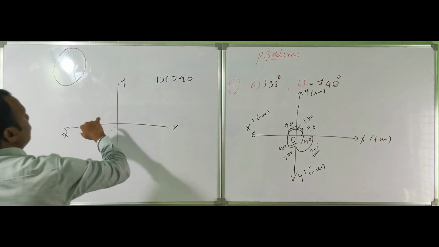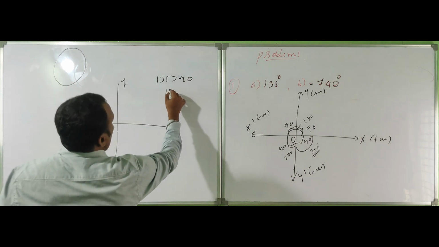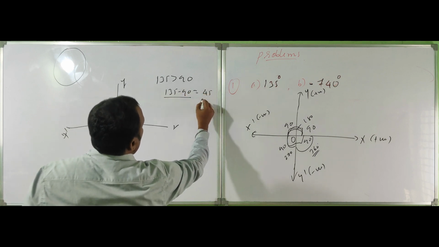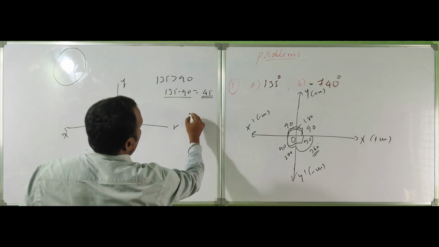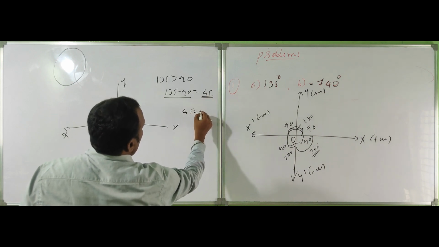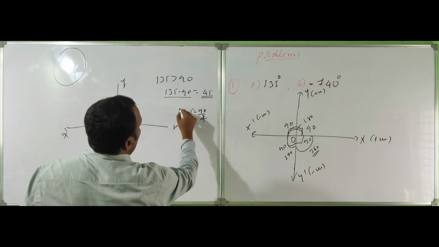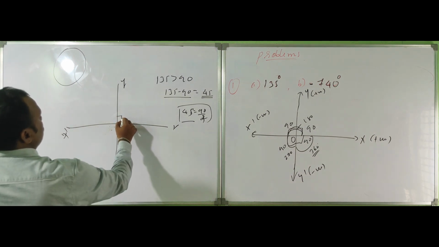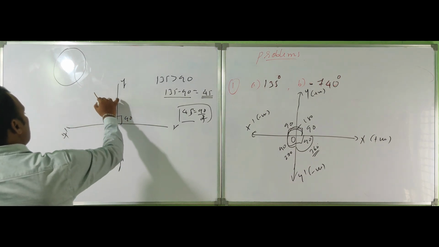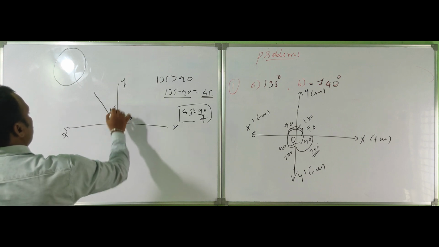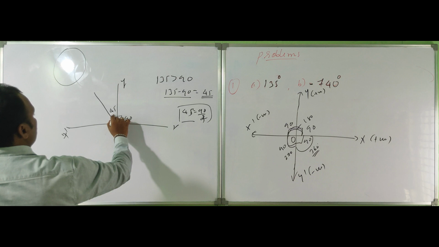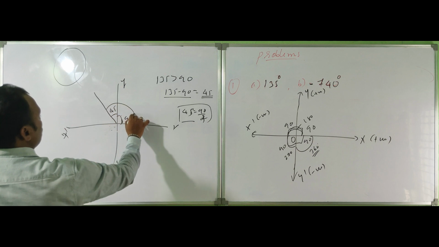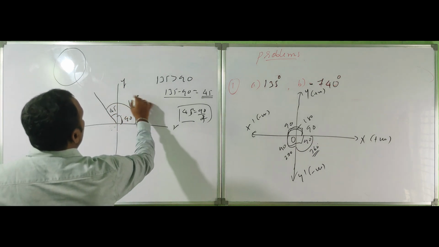So you can write somewhere else: how much is 90? 135 minus 90 becomes 45. 45 is half of the 90 degrees. So this becomes 90 and this is exactly half, which is 45. The whole angle becomes 135.